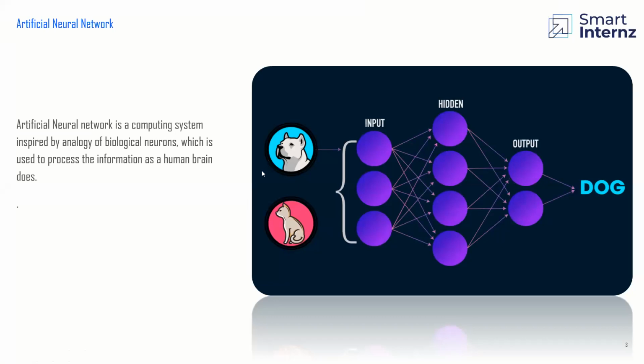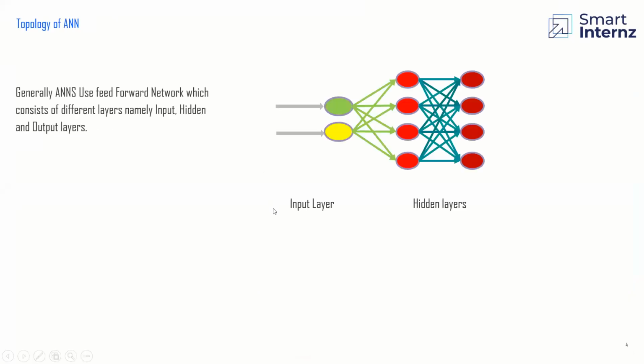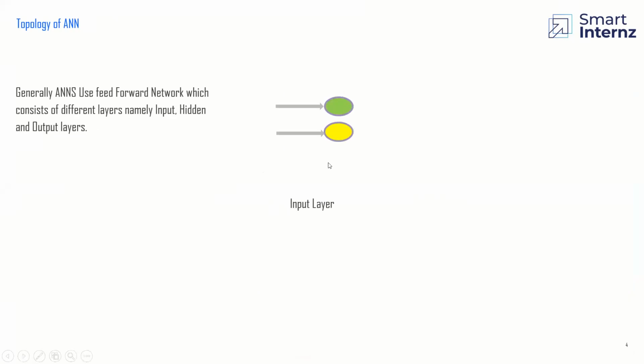Now let's understand the topology behind the artificial neural network. It basically follows a feed-forward network, which consists of different types of layers, which we are going to discuss now. The very first layer of an artificial neural network is the input layer. As the name suggests, this layer accepts all the inputs provided by the user. If I give an input of a dog, it will be fed onto the neural network layer. Based on the neural network architecture, we will get the output.